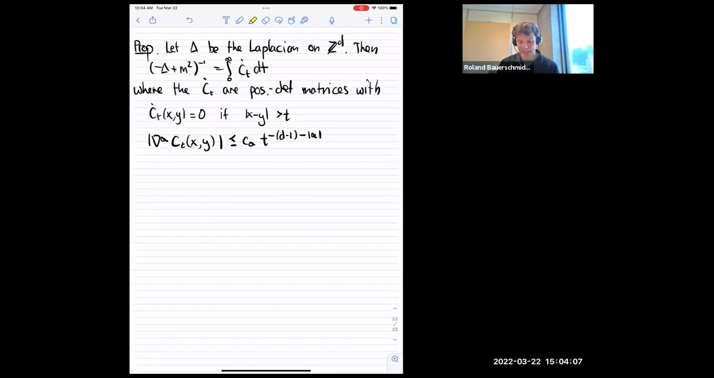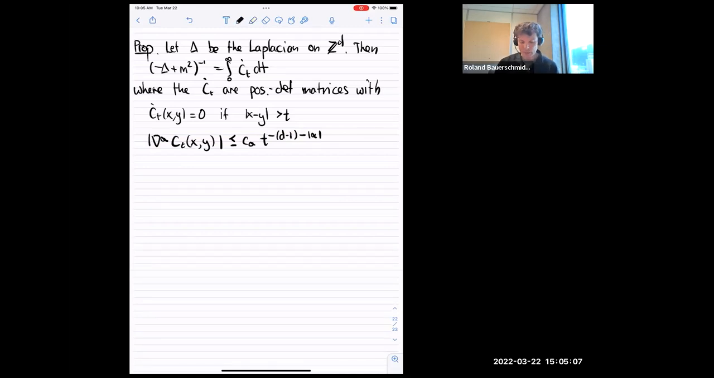And what it states is that if you take, say, the lattice Laplacian on Z^d, then you can decompose its resolvent into an integral of these matrices C dot t, where the C dot's are positive definite, and they have the finite range property. The matrix elements at the vertices x and y vanish if the distance between these two points is bigger than t. And importantly, they satisfy good estimates, which are what you expect from compatibility with the full Green's function. These estimates stated here, they basically capture that the decomposition is not trivial or has the correct scaling. And we'll come back to this in a little bit. So this is the starting point.